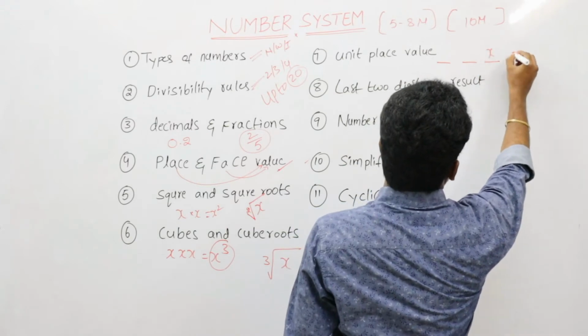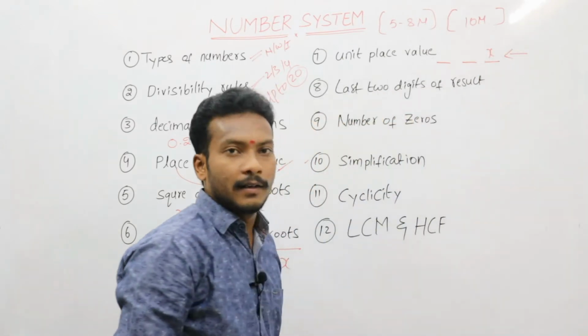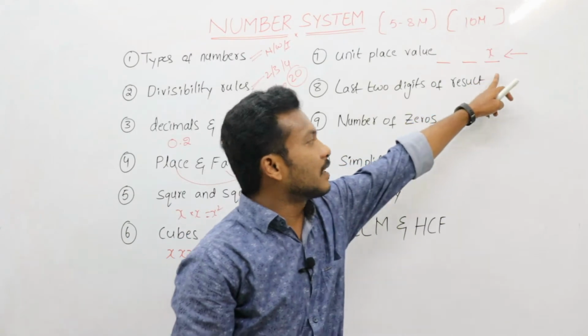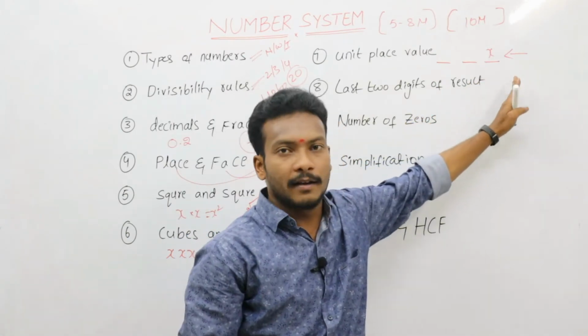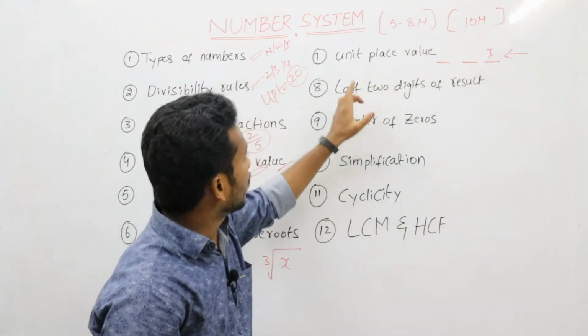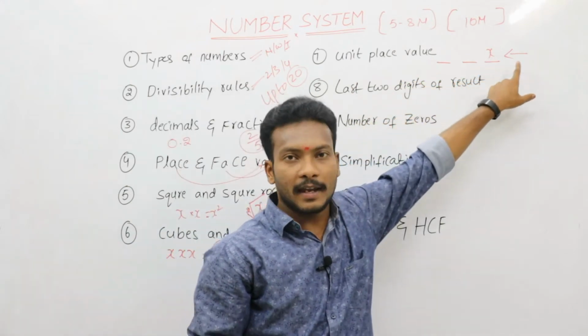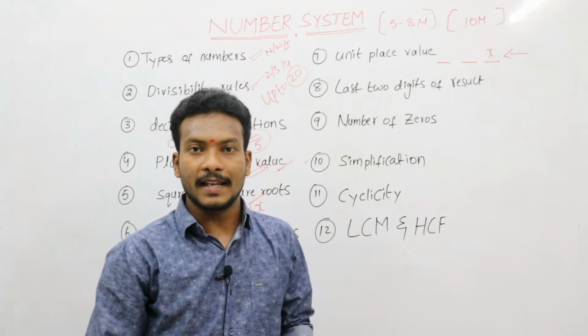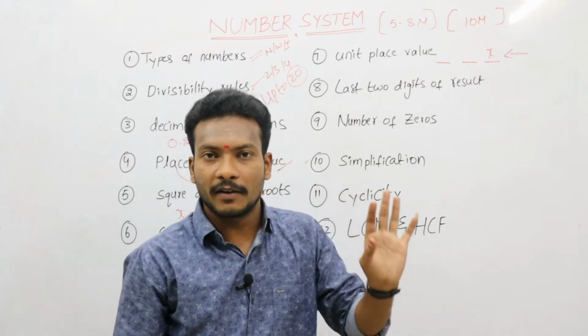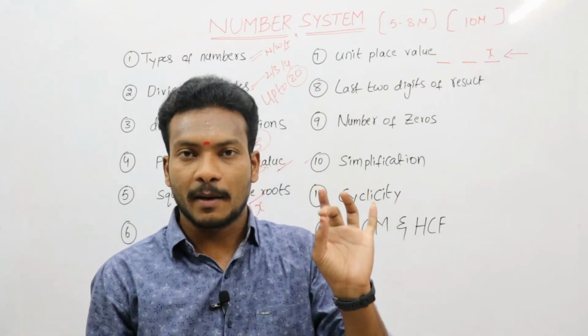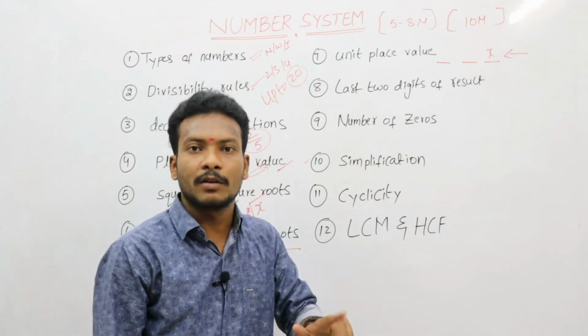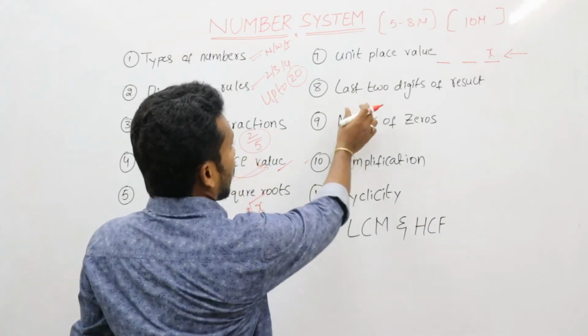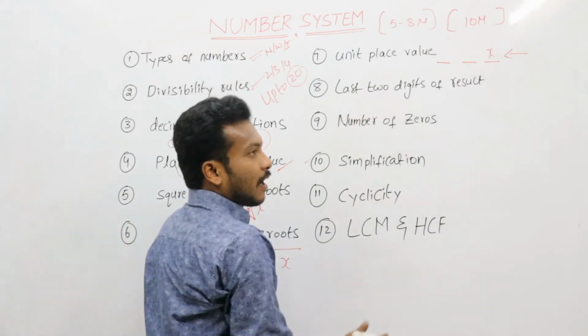That is the last digit from the right end. Units place means the last digit from the right end. We have to find the last digit of a number, or the unit digit of a number, in an easy way, whenever it is a product, an addition, a subtraction, or a square root, like that.